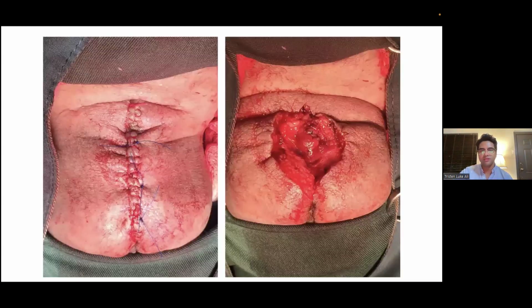So this is a picture that was sent. This is actually from one of Mr. Ramnarine's cases of a closure of a myelomeningocele. So we can see on the left the very tight watertight closure that was made.